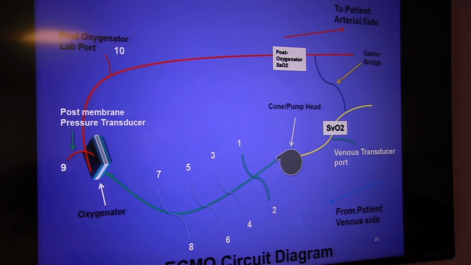And this is essentially a diagram of what she just showed you. So where all the different ports are, where we measure our pre and post oxygenator gases, and where we measure our mixed venous sat.